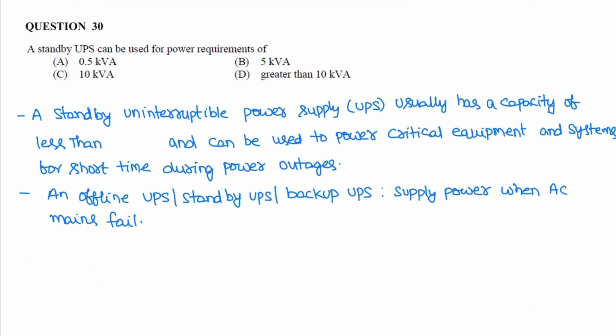Next question. A standby UPS, uninterruptible power supply, usually has a capacity less than 1 kVA and can be used to power critical components and systems for a short time during power outages. It is also called offline UPS, standby UPS or backup UPS, and can supply power when the AC mains fail. The correct option is power requirements of 0.5 kVA. So it is less than 1 kVA, not 5 kVA, not 10 kVA, and not more than 10 kVA.